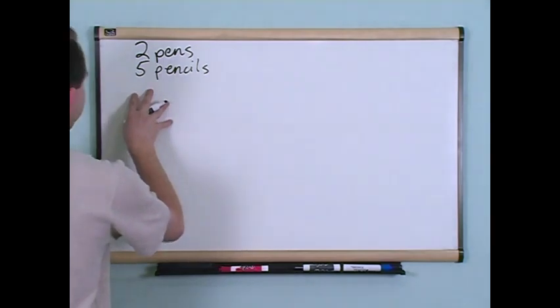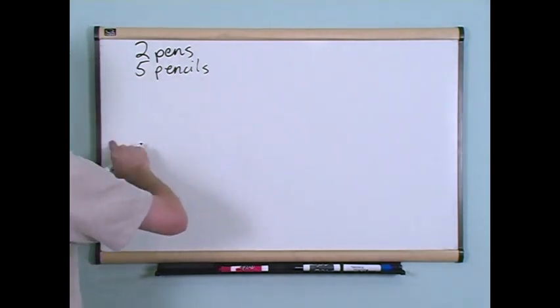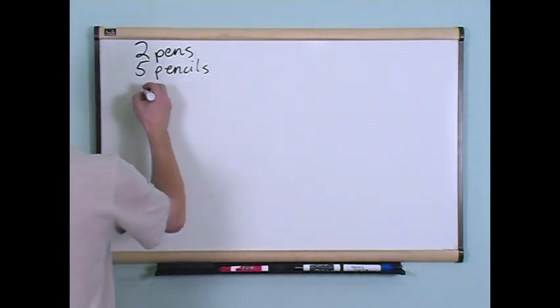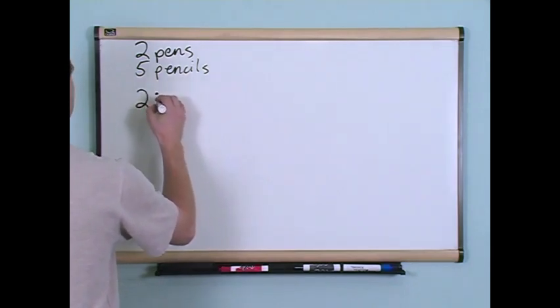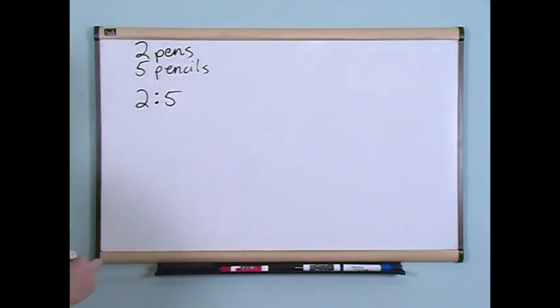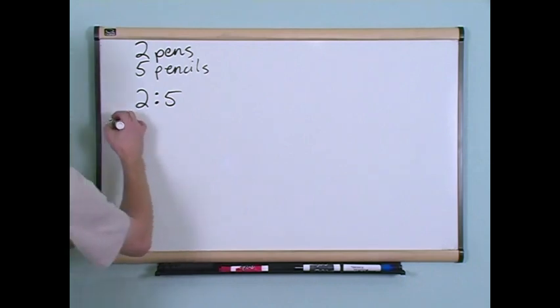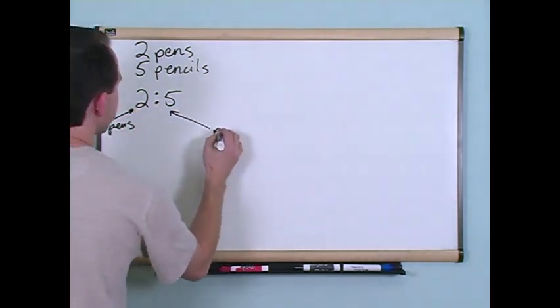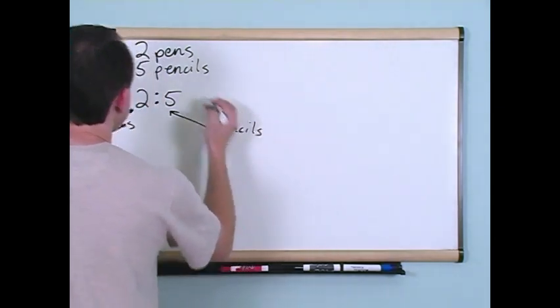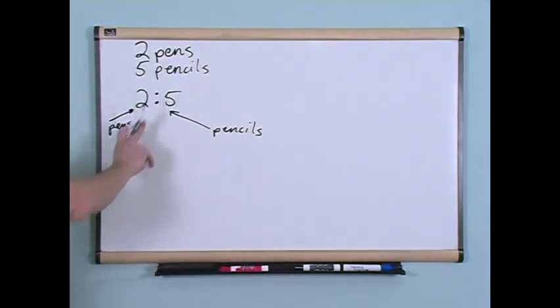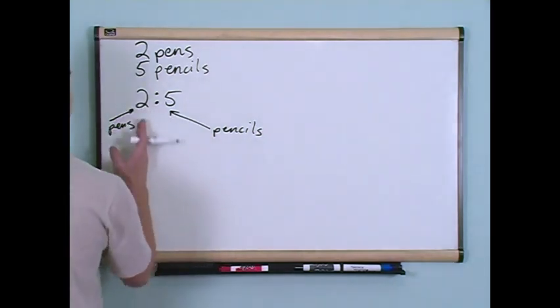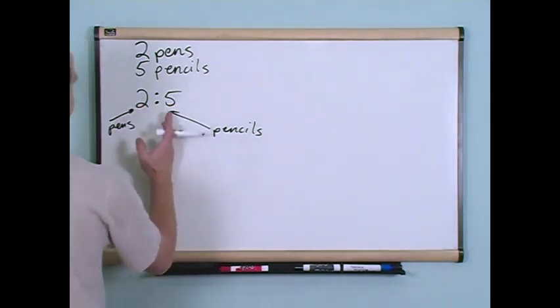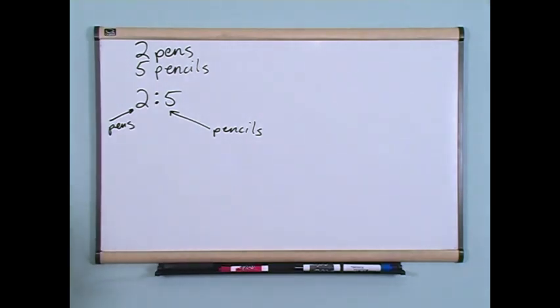Well, the way you write this down, and I know you don't quite understand this just yet, we'll get there, you say you have 2 colon 5. What this means is this is the number of pens, and this is the number of pencils. So it's really nothing special. You just put the symbol in the middle, it's a colon, and basically all it means is this many pens corresponding to this many pencils. That's all it means.